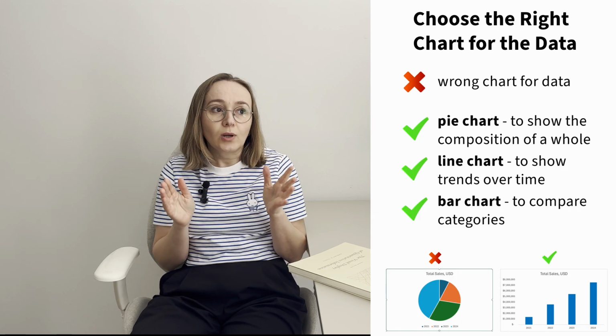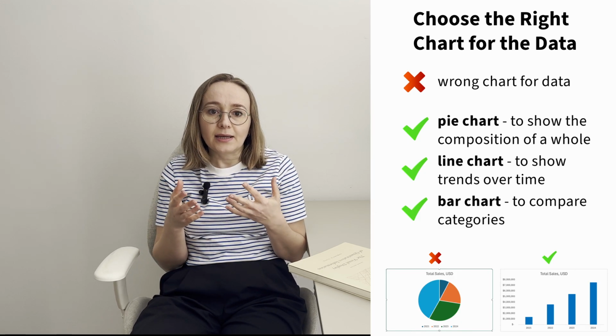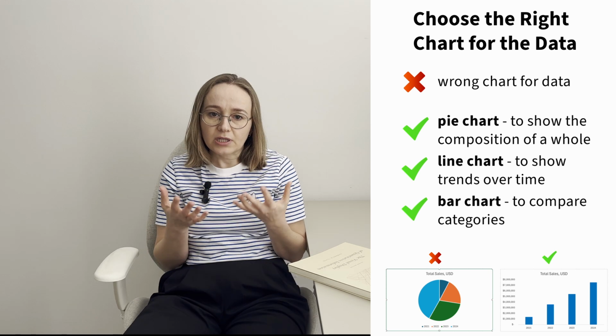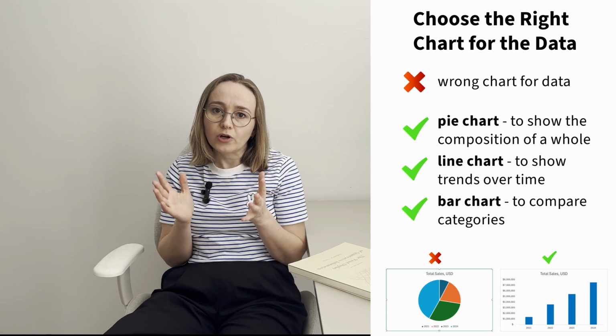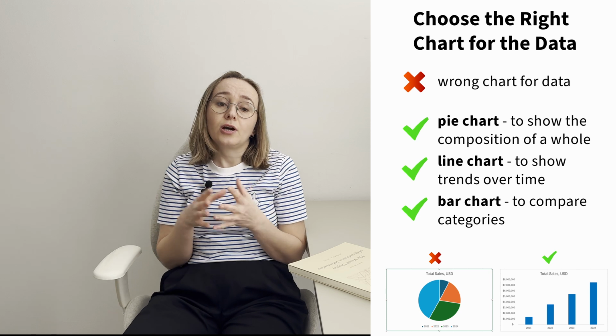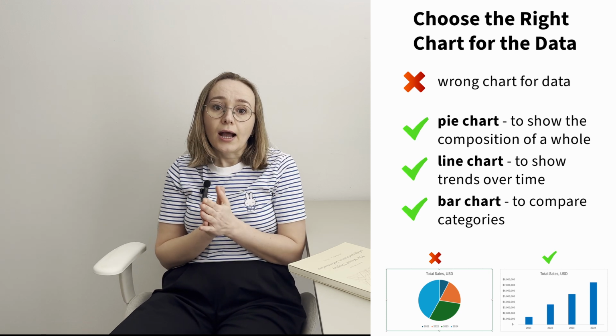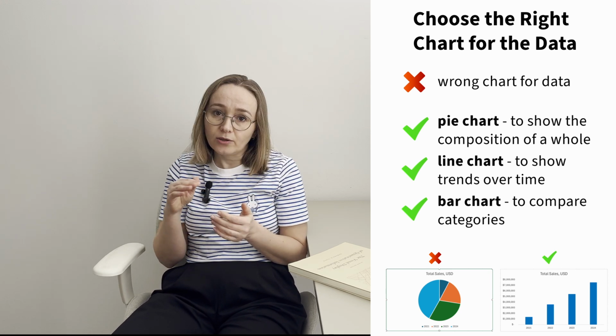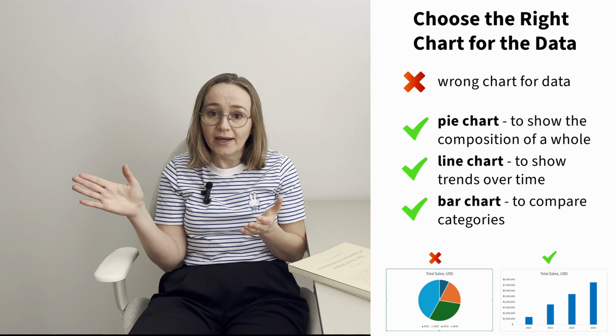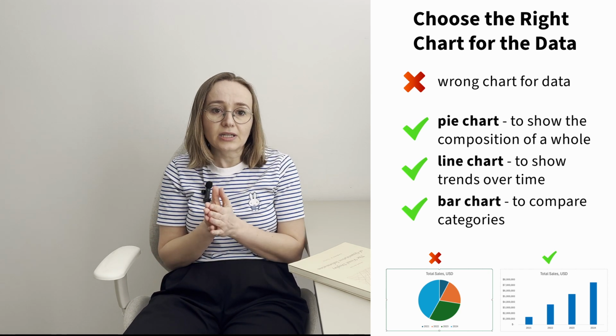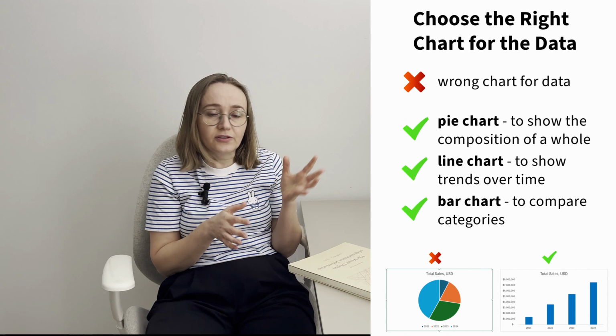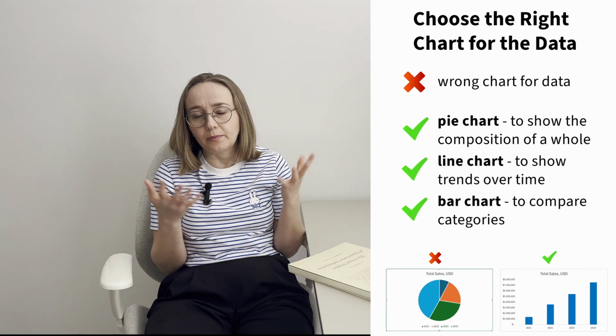And the fourth principle is about choosing the right chart for your data. Different data types call for different charts. For example, if you want to show a composition of a whole, you can use a pie chart or a stacked bar chart. If you want to show a trend over time, please use a line chart for that. And for comparing different categories, you can use a bar chart.